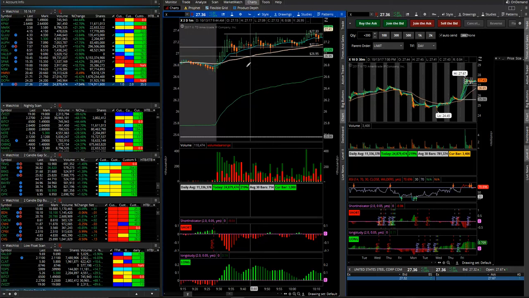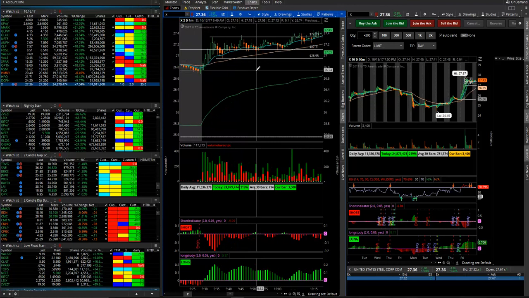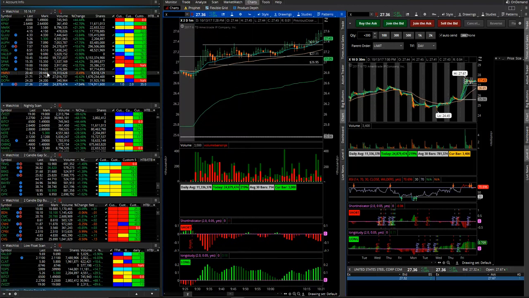That's it, guys. The reason I'm telling you the low floaters are better is because the range is so much bigger and it happens so much faster that you can make a lot of money a lot quicker. So that's really what I'm talking about.